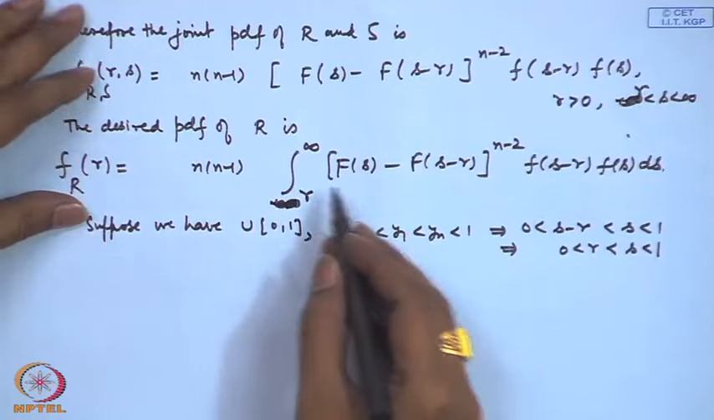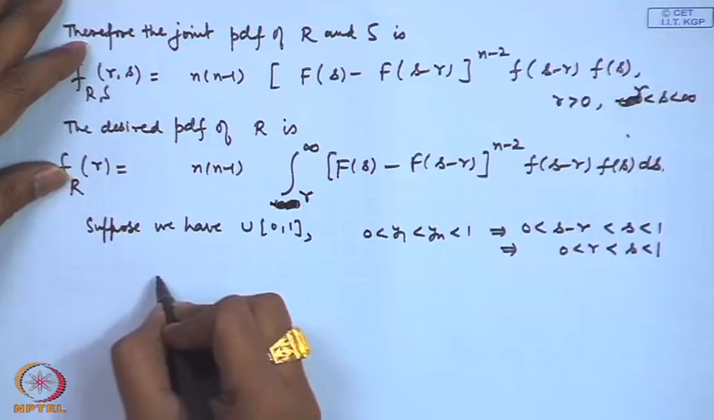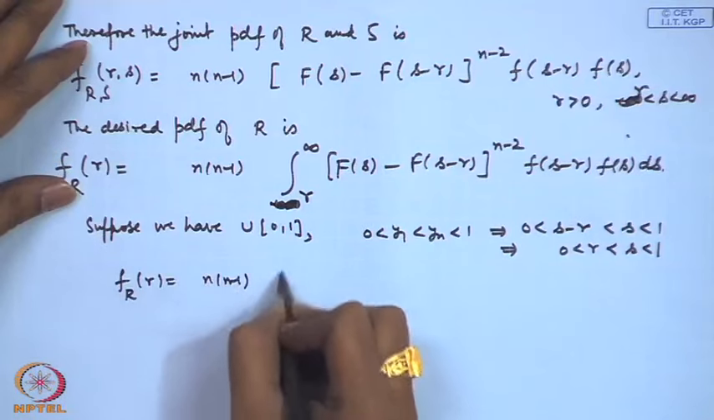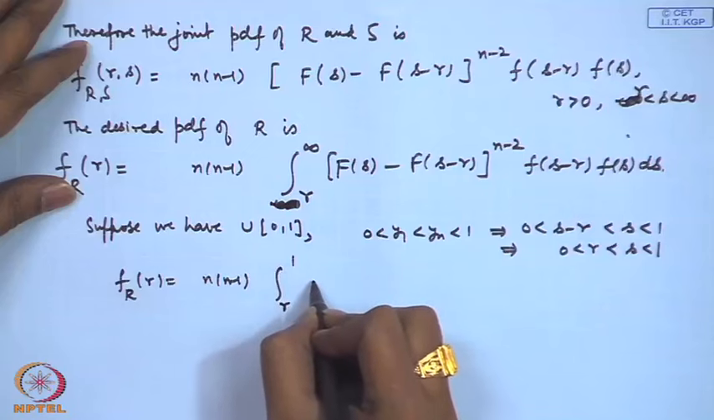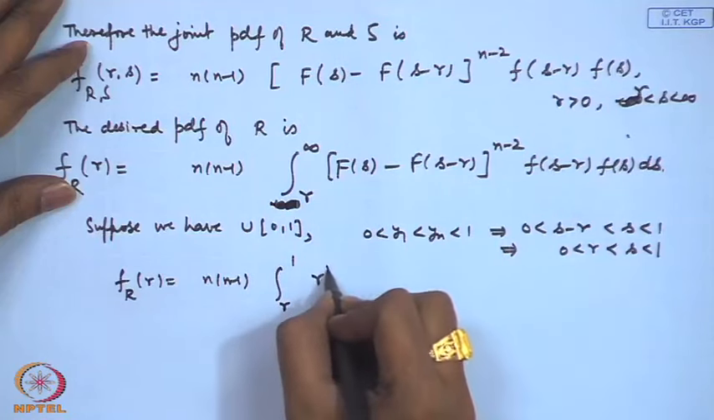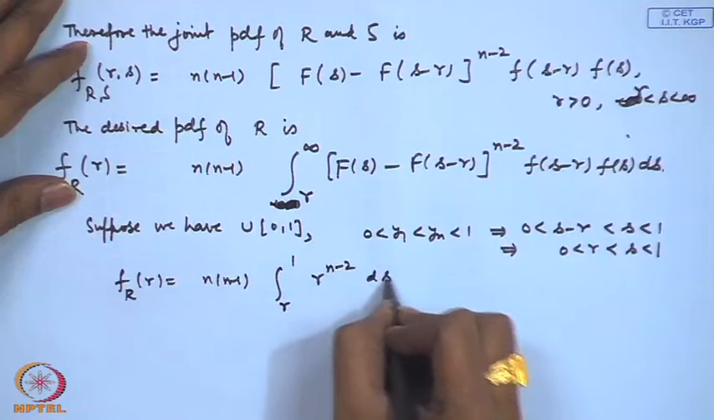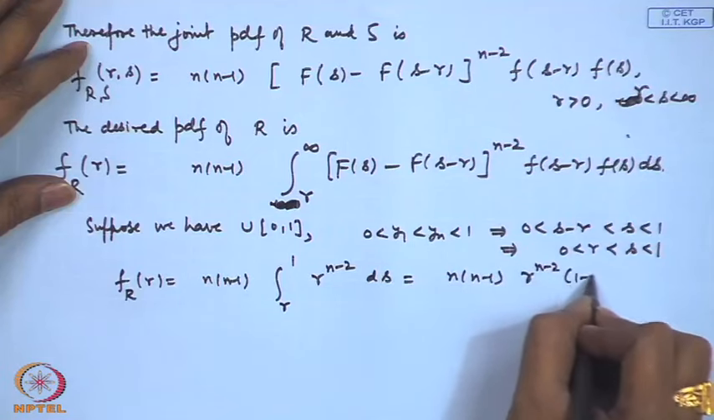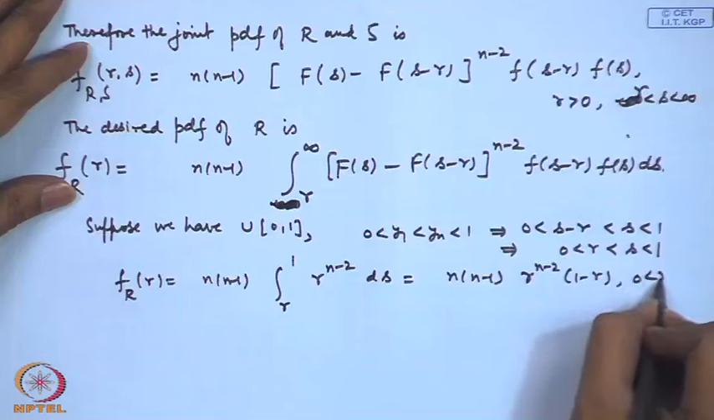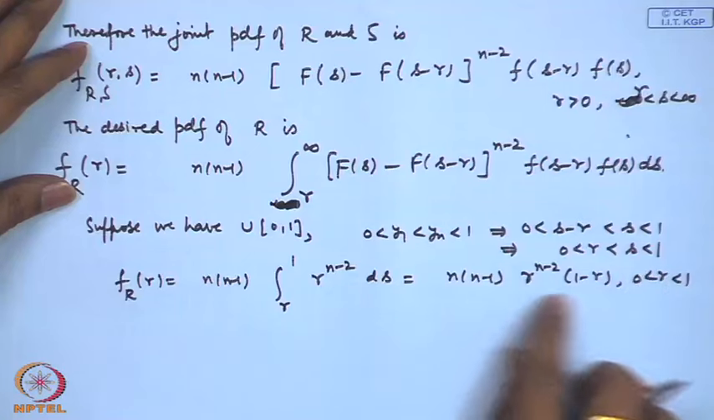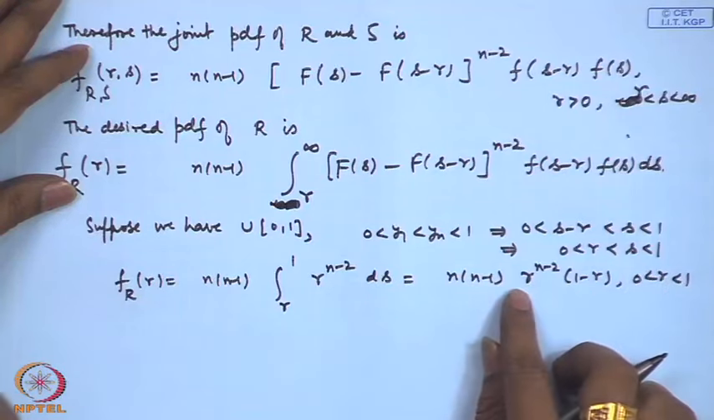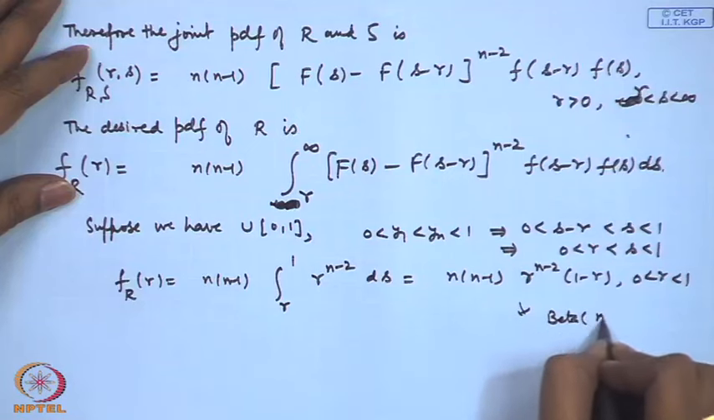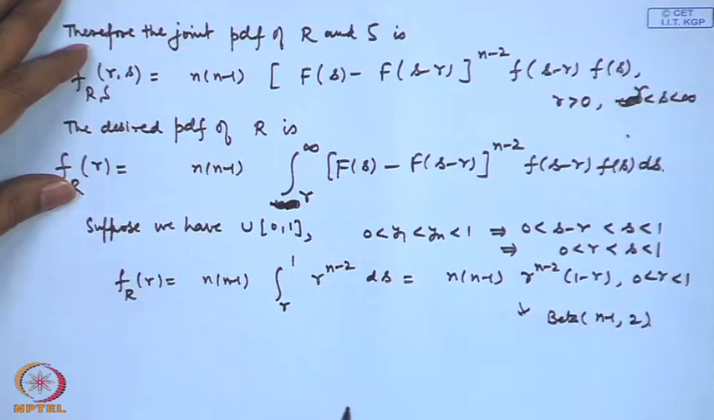So, if we do that in the case of uniform, then this is becoming n into n minus 1 integral from r to 1, and this will become r to the power n minus 2 ds. So, that is becoming n into n minus 1 r to the power n minus 2 into 1 minus r, for 0 less than r less than 1, which is again simply a beta distribution. Actually, this is a beta(n minus 1, 2) distribution.